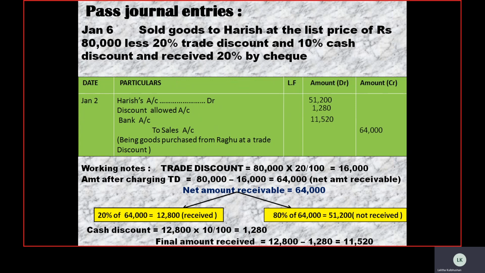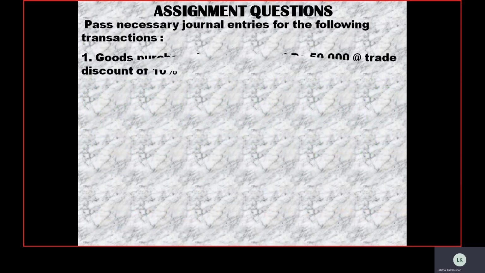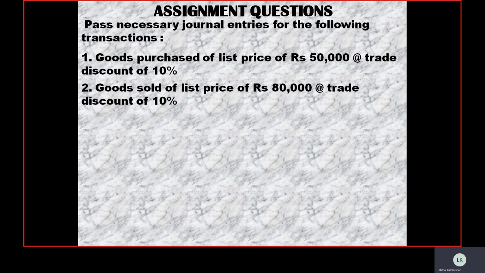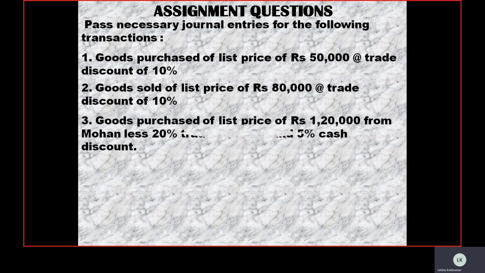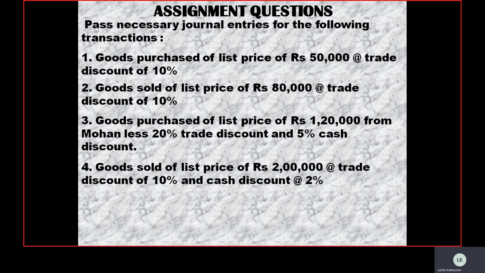And after going through this particular concept of the trade discount and the cash discount, please solve these assignment questions based on the same concept, and please do send it to me after solving it. As the transaction number says, goods purchased of the list price of rupees 50,000 at trade discount of 10%. Very simple, just as we have discussed. Same, goods sold of list price of rupees 80,000 at trade discount of 10%. The third is goods purchased of list price of rupees 1,20,000 from Mohan, less 20% trade discount and 5% cash discount. And the fourth is goods sold of list price of rupees 2 lakhs at trade discount of 10% and cash discount of 2%.